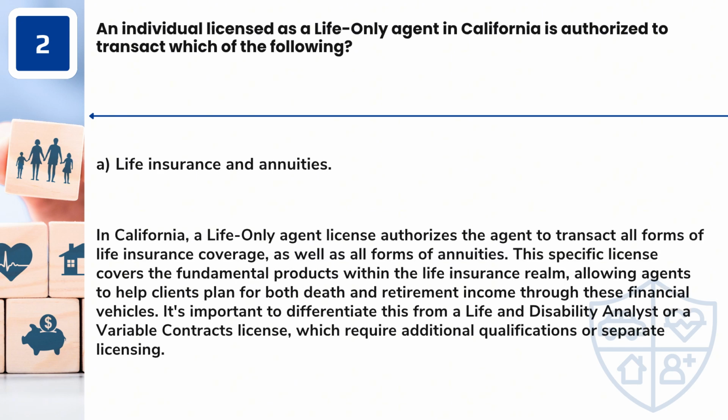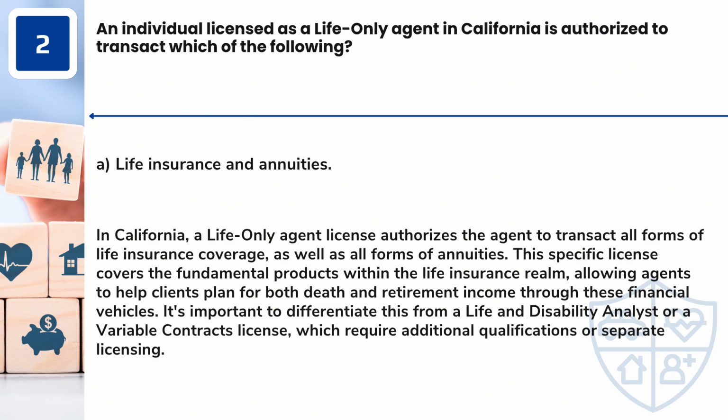Answer: A. Life insurance and annuities. In California, a life-only agent license authorizes the agent to transact all forms of life insurance coverage, as well as all forms of annuities. This specific license covers the fundamental products within the life insurance realm, allowing agents to help clients plan for both death and retirement income through these financial vehicles. It's important to differentiate this from a life and disability analyst or a variable contracts license, which require additional qualifications or separate licensing.